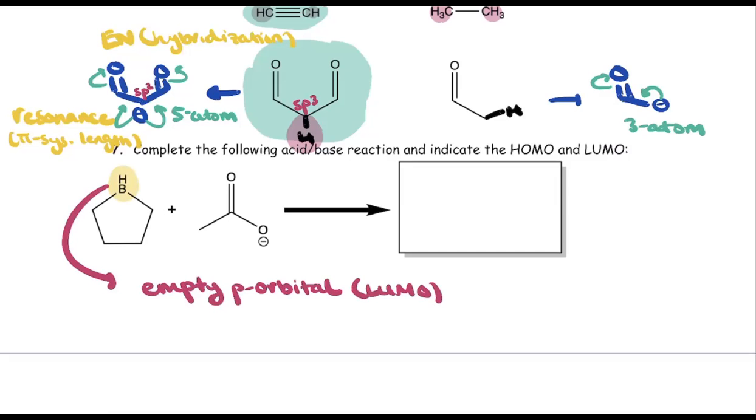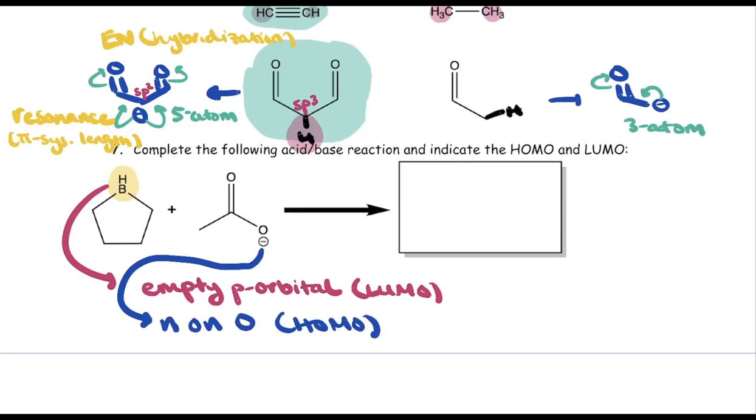And then likewise, over here, we know that acetate is a good nucleophile. So in this case, it would just be the non-bonding electrons on oxygen, which will serve to be your HOMO. Now, the next thing is, of course, drawing your electrons towards your boron, your empty p orbital, and that's going to give you a structure that looks like this.